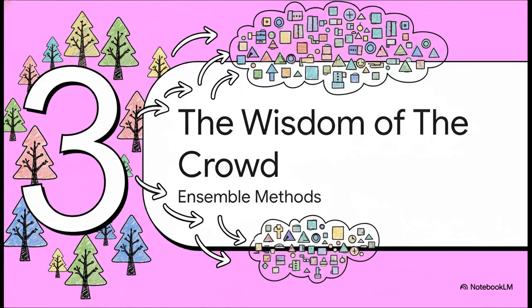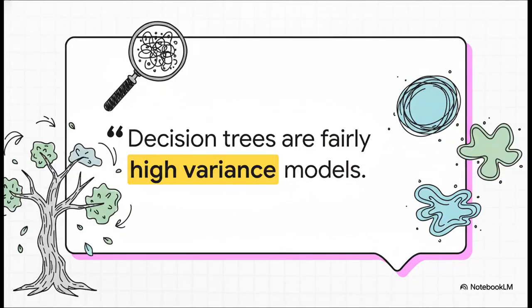So a single decision tree is pretty clever, but what if we used hundreds of them all at once? That's the powerful idea behind our next stop, ensemble methods. Here's the catch with a single decision tree, though. They can be a little unstable. If you change the data just a tiny bit, you might get a completely different tree. This is what we call high variance.